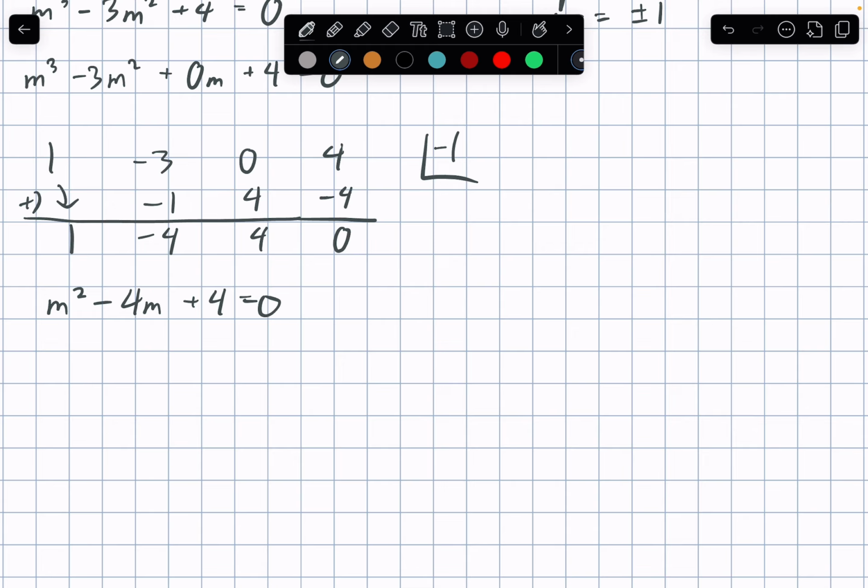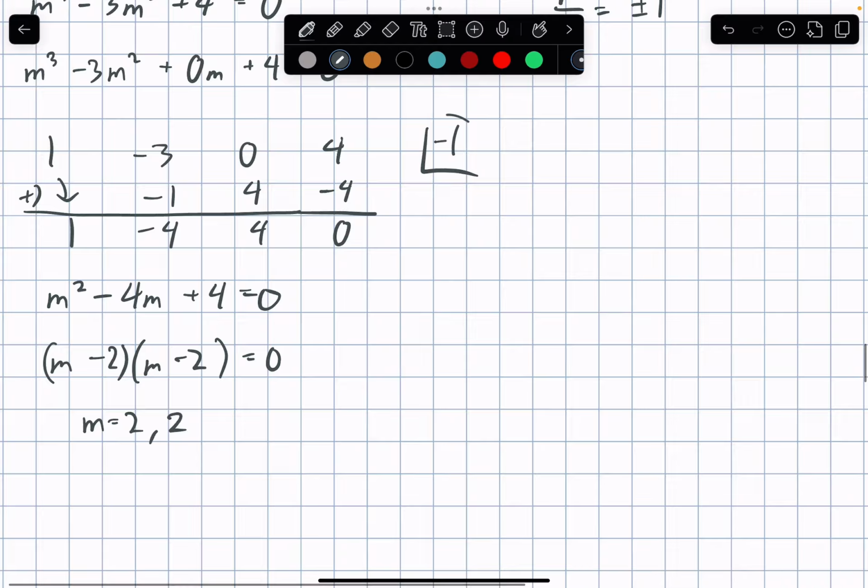M squared minus 4m plus 4 equal to 0. Now we can factor, no? So the roots are 2 and 2. And don't forget this one. That's also a root. So there you go. Now let's form y sub c.